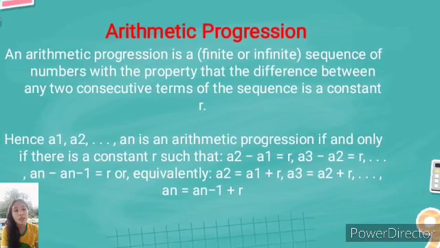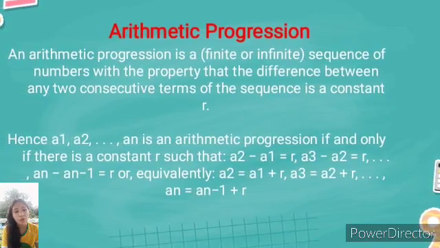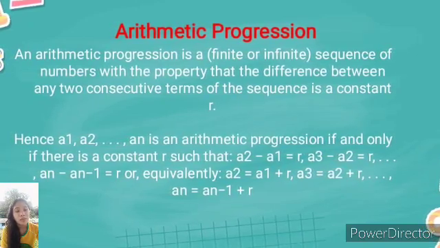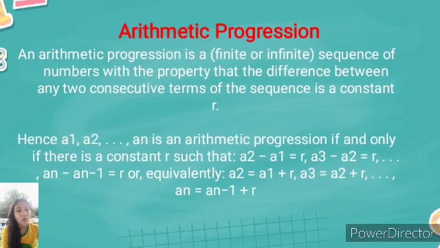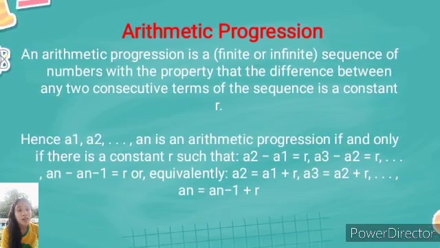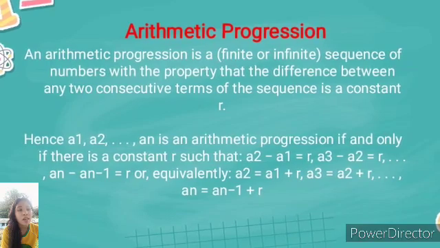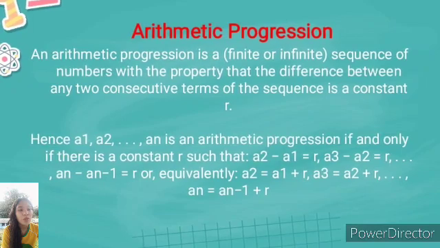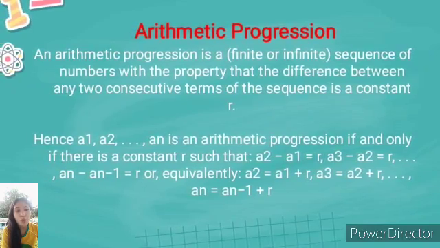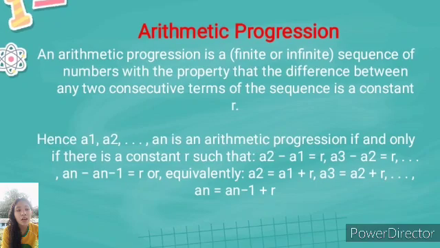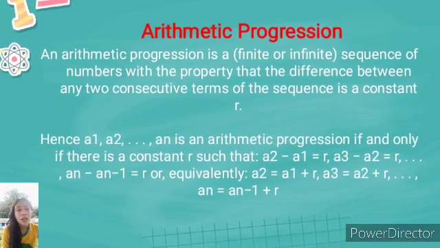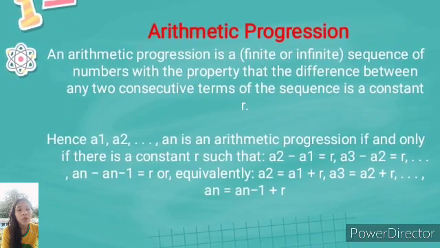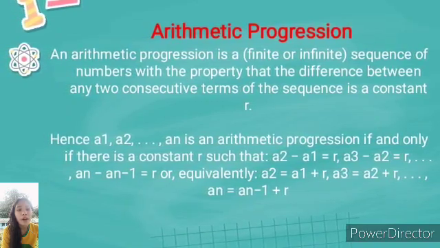Hence a1, a2, up to an is an arithmetic progression if and only if there is a constant r such that a subscript 2 minus a subscript 1 equals a subscript 3 minus a subscript 2 equals r, and a subscript n minus a subscript n minus 1 equals r. Or equivalently, a subscript 2 equals a subscript 1 plus r, a subscript 3 equals a subscript 2 plus r, and a subscript n equals a subscript n minus 1 plus r.